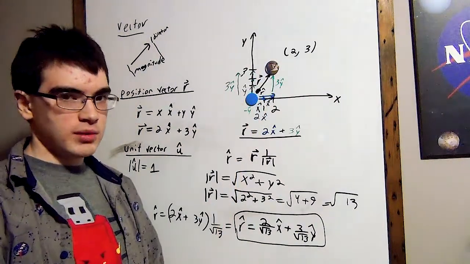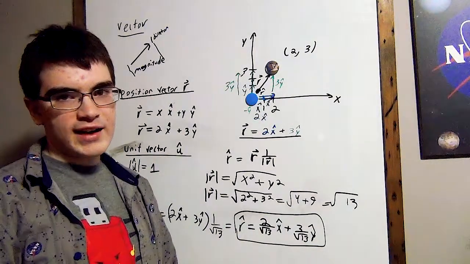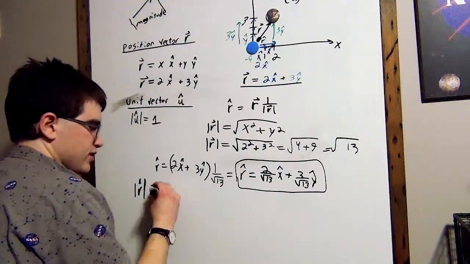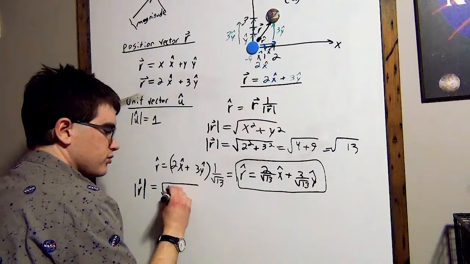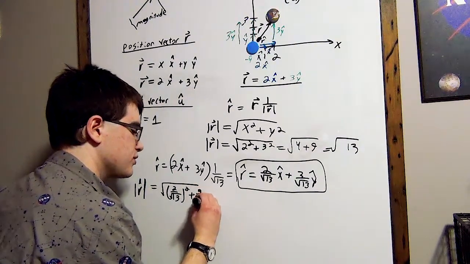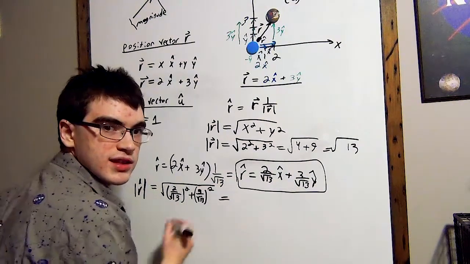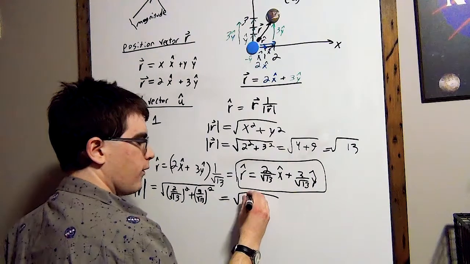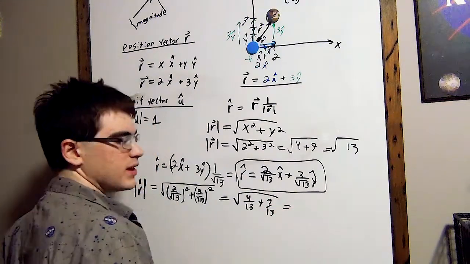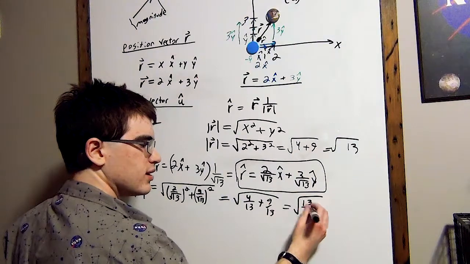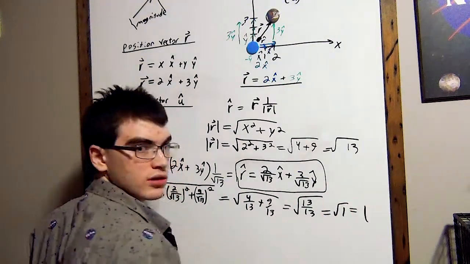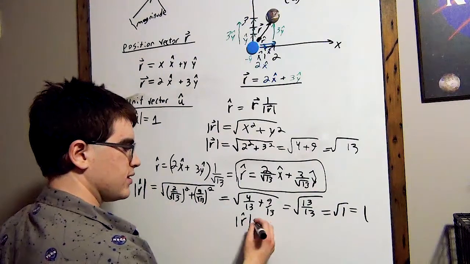We can check this math by just finding the magnitude of r hat. Let's do that. The magnitude of r hat is equal to the square root of the x component, 2 over root 13, squared, plus the y component, 3 over root 13, squared. This is equal to the square root of 4 over 13 plus 9 over 13, which is equal to the square root of 13 over 13. 4 plus 9 is 13. Keep the bottom, which is just the square root of 1, which is equal to 1. The magnitude of r hat is 1.